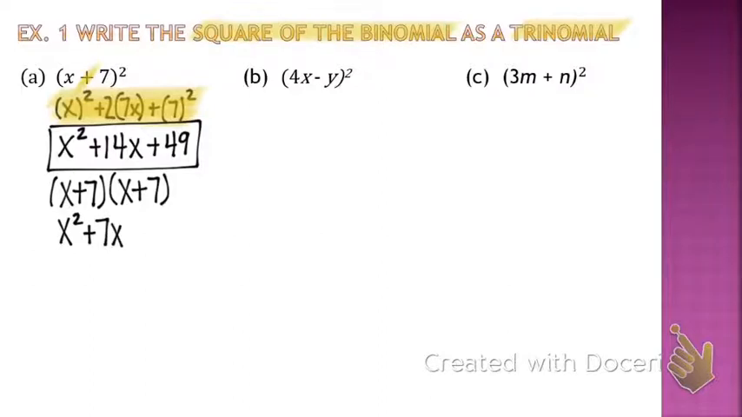which gives me 7x. All right, what are the inside terms? x and 7, right here on the inside, right beside each other. So that is also a positive 7x. And what are the last terms? 7, 7. Which gives me 49.